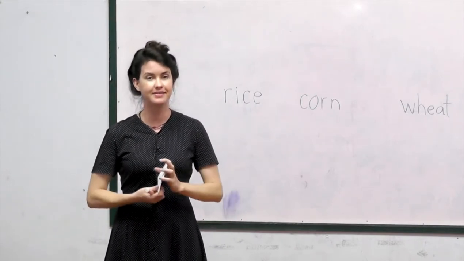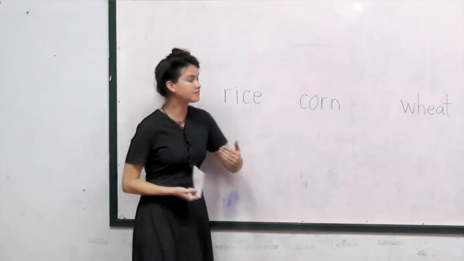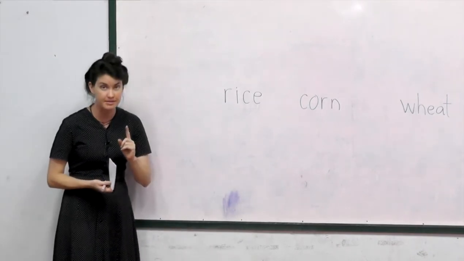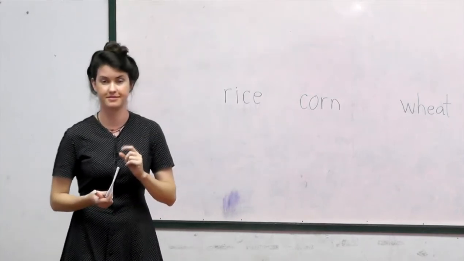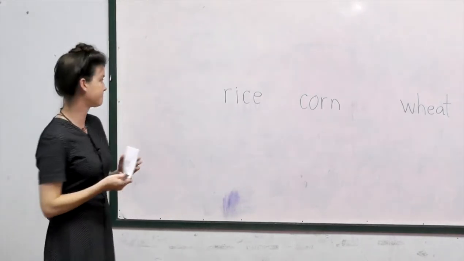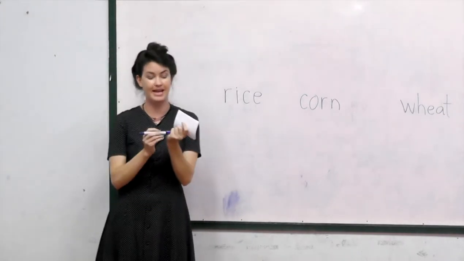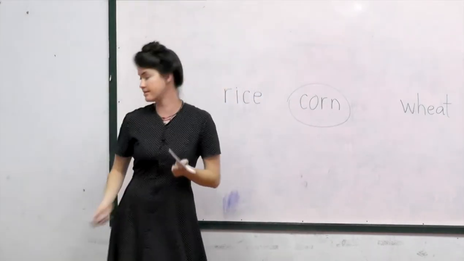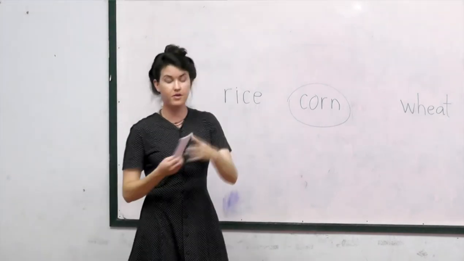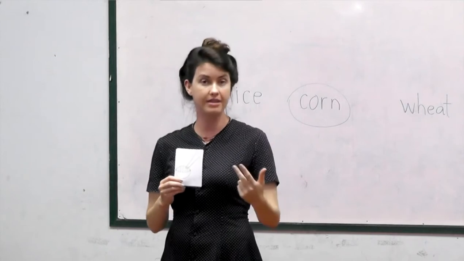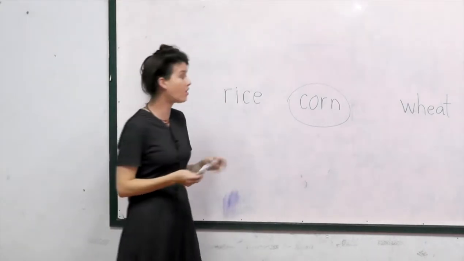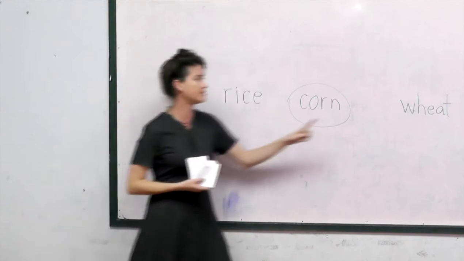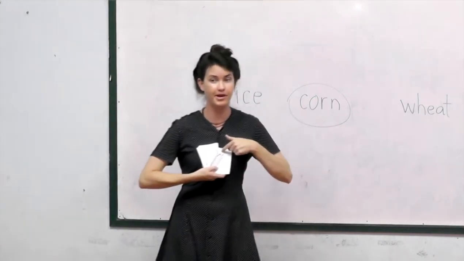Our friends are gonna go outside. And each time we play, you're going to be looking for one kind of food, okay? So first we're going to play for corn. Corn, okay? Listen up, friends. You're going to look for the rice, the corn, and the wheat. But you want to find corn. You get 2 points every time you find corn. You get 1 point if you find rice or wheat, okay? So you really want to look for that corn.